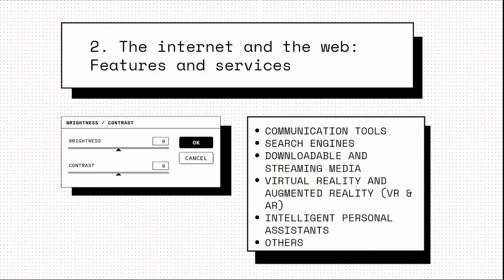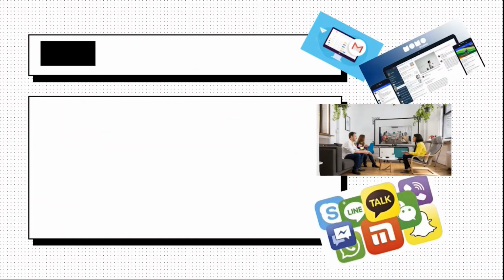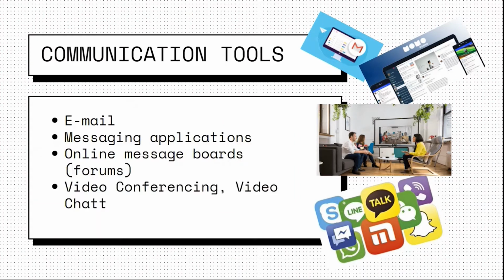Next, we will take a look at some features and services that the Internet and the web have provided. The Internet and the web provide a number of communication tools that enable people around the globe to communicate with one another, both on a one-to-one basis as well as a one-to-many basis. These tools include email, messaging applications, online message forums, and video conferencing.